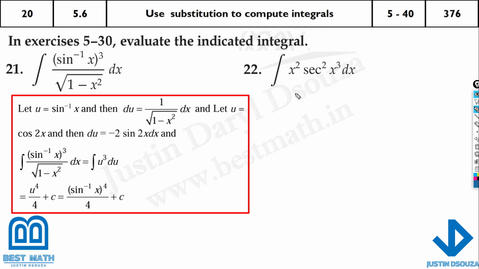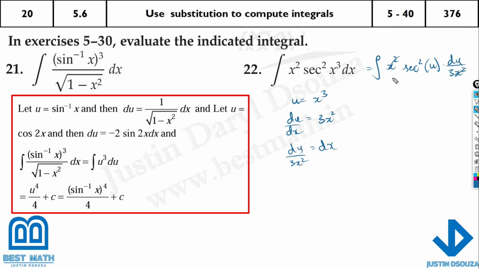It is tan x. So what I'm going to do is u is equal to x cubed. Du by dx is equal to 3x squared. And now here it will be du by 3x squared, that is equal to dx. Now let's substitute everything back in the given question. X squared secant square u, not x, times dx will become du by 3x squared. This x squared cancels. Now everything is in terms of u and a number. The number outside, 1/3, is taken outside. It will be secant square u du. The answer will be 1/3 tan x, because integration of secant square x dx would be tan x.